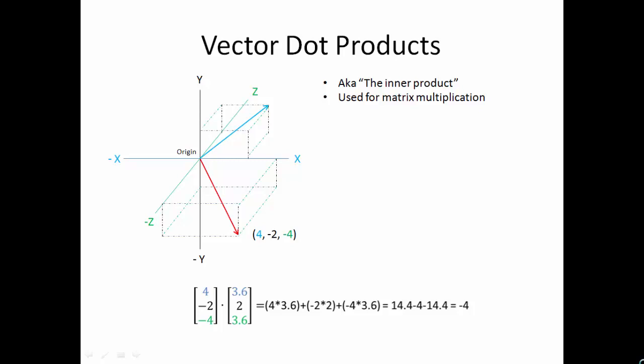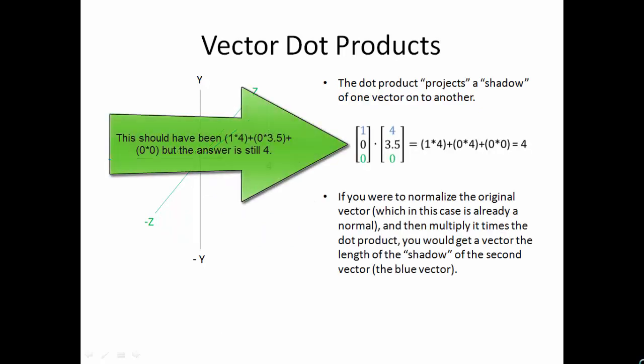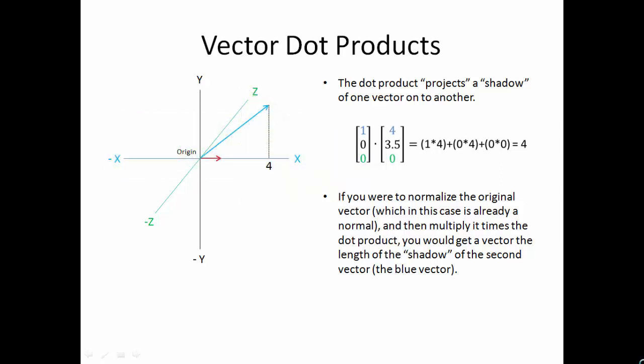And the answer here, you can see, is not a vector. It's not 3D at all. It's actually 1D. It's reduced to a 1D value, -4. Probably the easiest way to think of dot products is that the dot product projects a shadow of one vector onto another. Easiest way to see this is if you take a vector that's pointed down one of the axes. In this case, 1, 0, 0 is pointed straight down the x-axis. It's a normalized vector, and you dot product that together with this vector, which happens to be 4, 3.5, 0. It'll return an answer of 4.